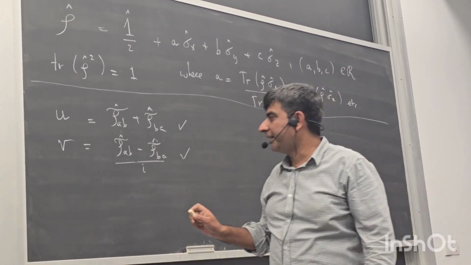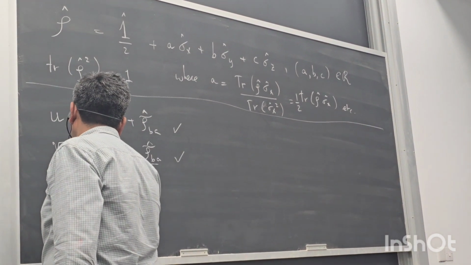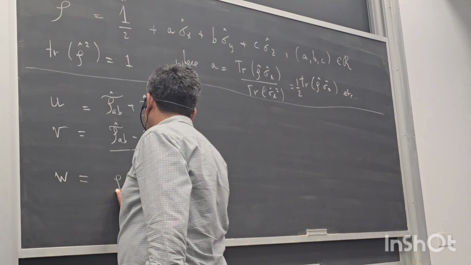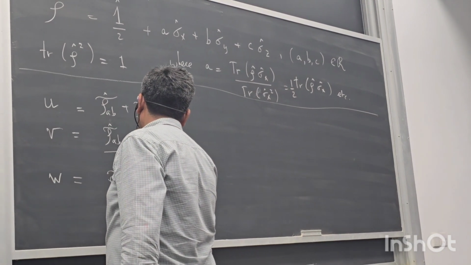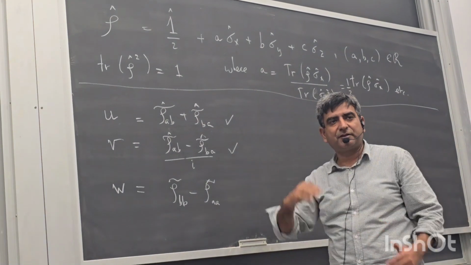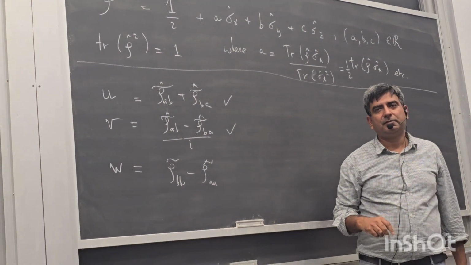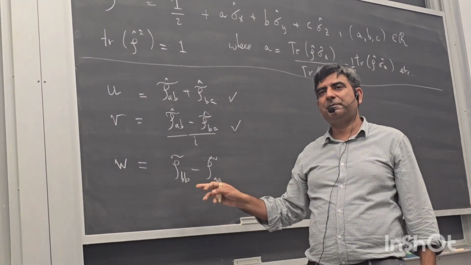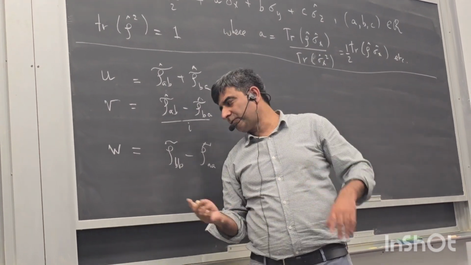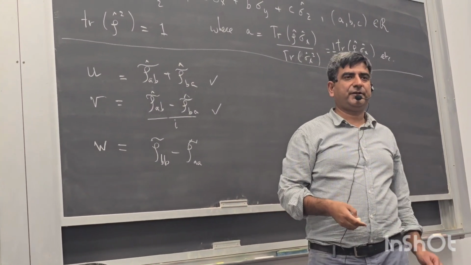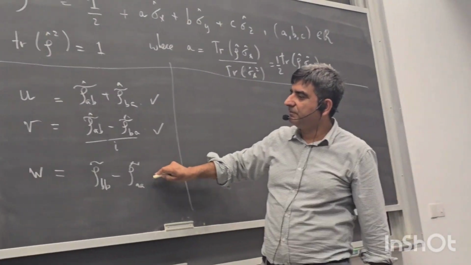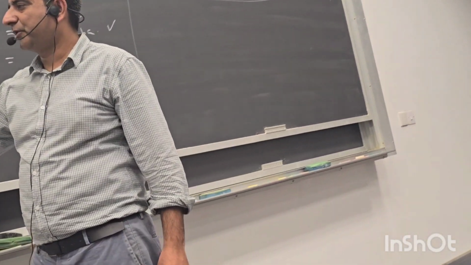Now, I define another term, W, sometimes called the inversion factor, and I define this as rho BB minus rho AA, which is kind of an inversion parameter. If this is 1, this means that only the excited state is populated. If this is minus 1, it means only the ground state is populated. So now with these substitutions I would like to put in here.